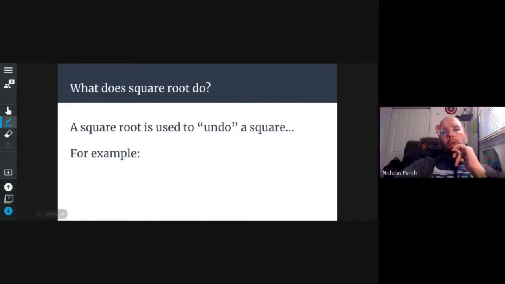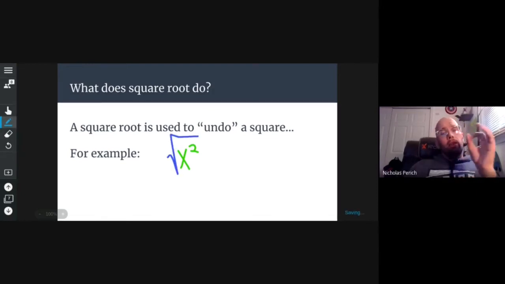A square root is used to undo a square. For example, if I want to undo a square, the way I get rid of that is I square root it. The square root and a square cancel each other out.